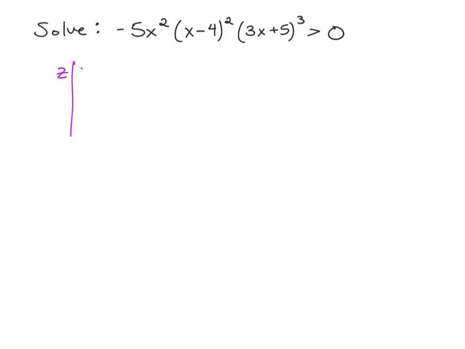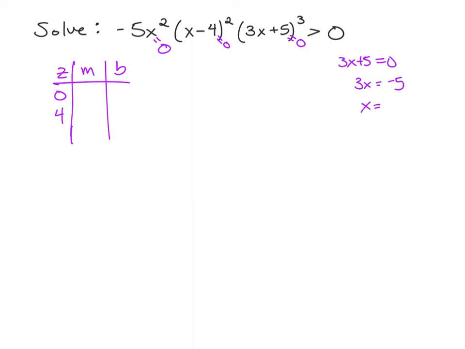So zeros, multiplicities, behavior. So anywhere I have an x is a factor, an x factor we'll say. So I could set this equal to 0 and get a 0. I could set this equal to 0 and get 4 for my zero. And I could set this equal to 0, see, 3x plus 5 equals 0. Subtract 5 from both sides, and then divide by 3 to get -5/3 as my last zero.